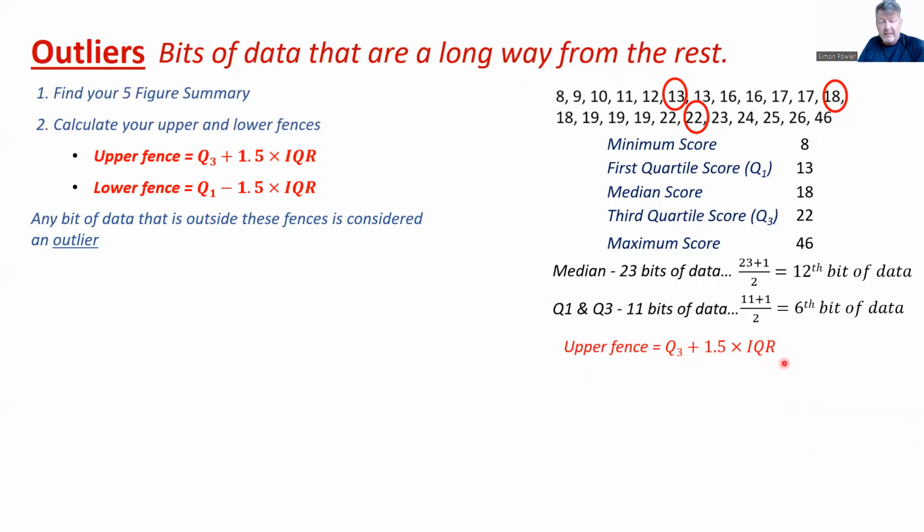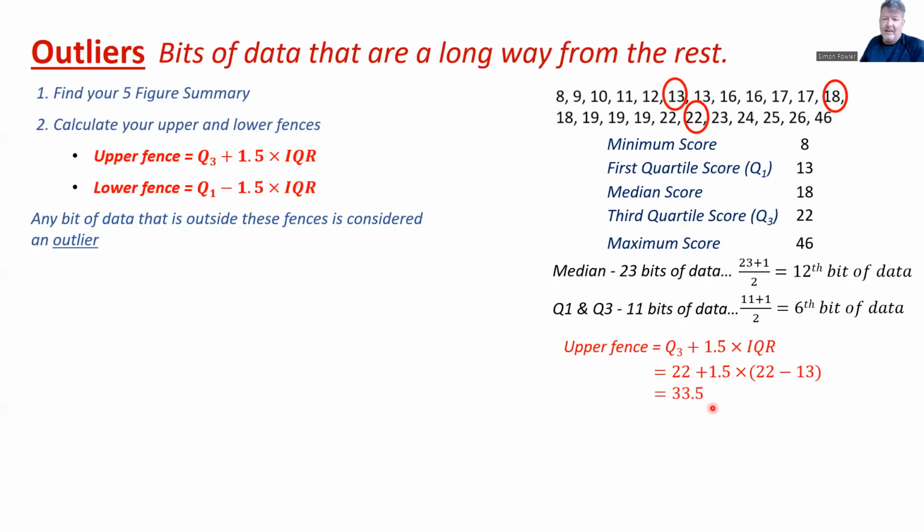Good idea to write it just until you remember it. So our Q3 value is 22 plus 1.5 times the IQR. Now the IQR was Q3 minus Q1, wasn't it? So 22 minus 13. Good idea to do it in brackets like that so you don't muck it up. If you are typing it straight into your calculator, definitely do it in brackets. Otherwise, it'll do 1.5 times 22 first. Do it in brackets. This gives us 33.5.